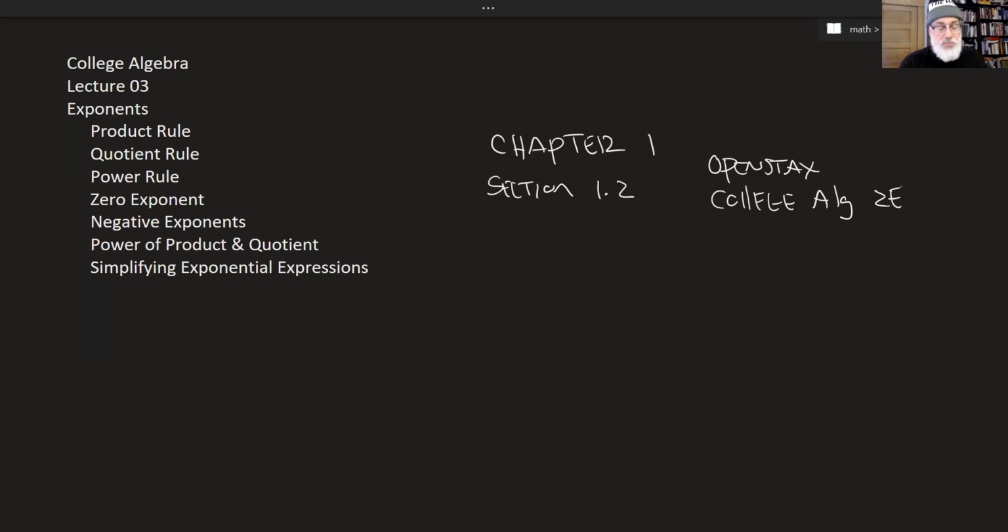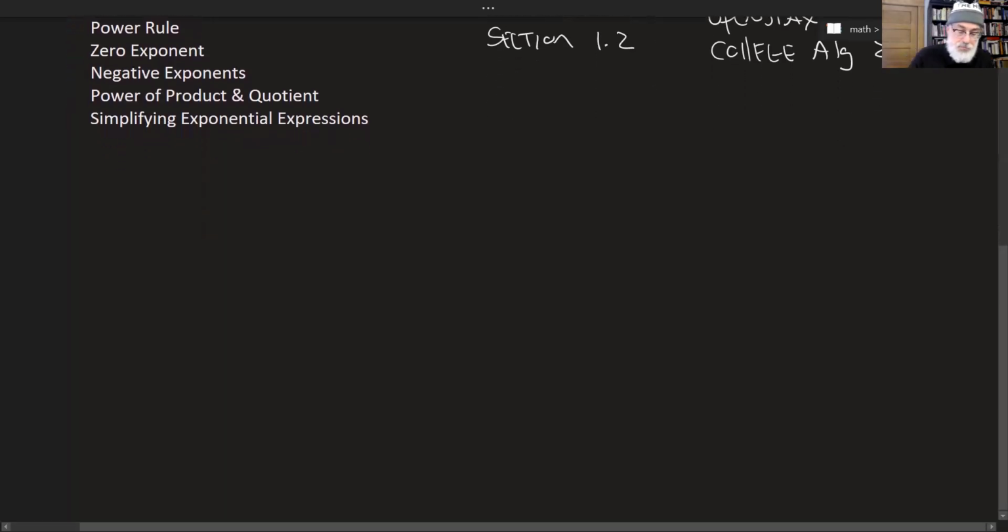Lecture 3 will just be about exponents. So we'll go over product, quotient, power, zero exponents, negative exponents, power products and quotients, and simplifying expressions that have exponents in them. So this lecture will have a lot of examples. And we'll start here with the product.